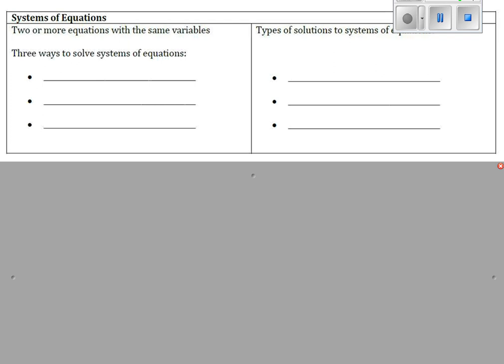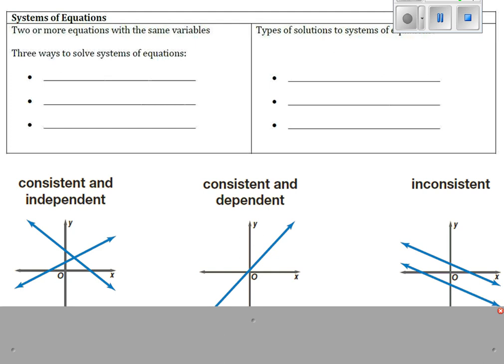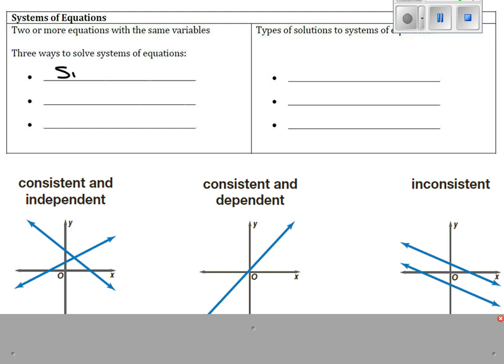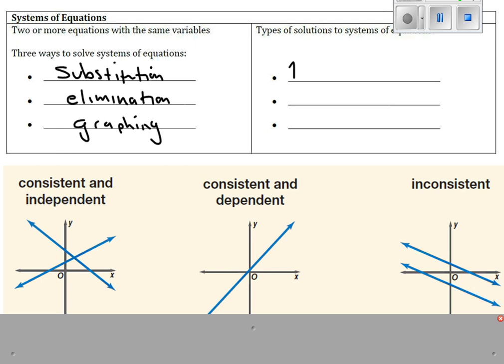So the three ways to solve the system of equations are substitution, elimination, and graphing. Those are my three ways to solve. So the types of solutions, here's what I can have. I can have one solution, which is consistent and independent.